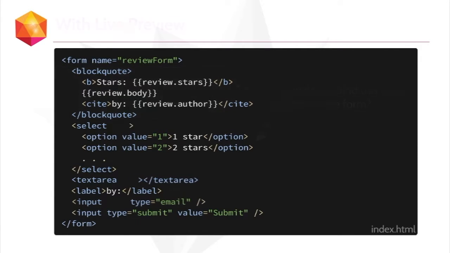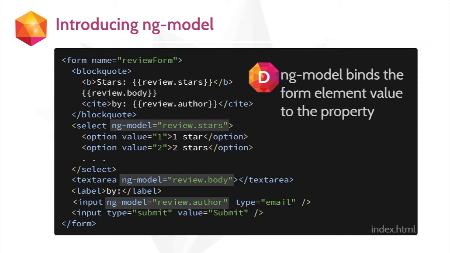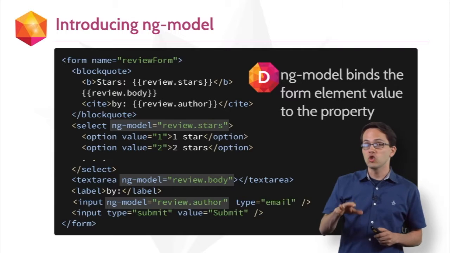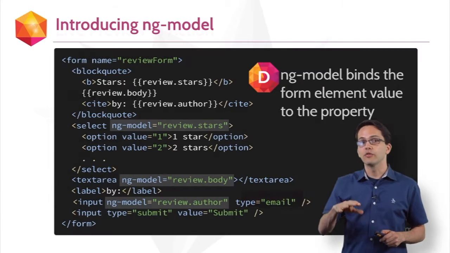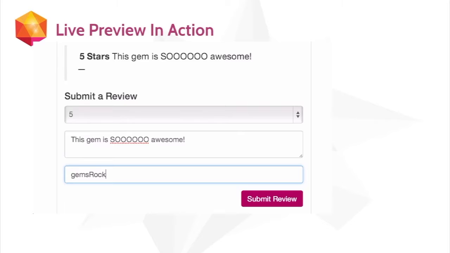We do this using the ng-model directive. So we can see ng-model="review.stars", which will bind this form element to the review.stars value in our page. Here we're going to see more of that Angular magic. It's that two-way binding. So if we jump back into the page, we're going to see that as we update the form, the live preview automatically gets updated for each of these fields.